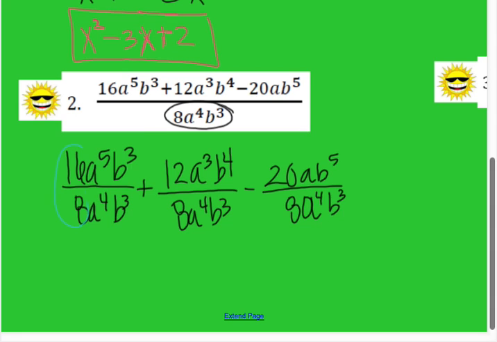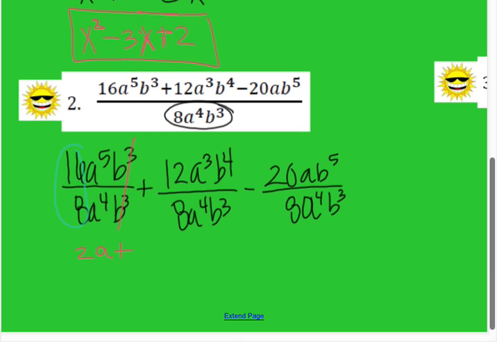So 16 divided by 8 gives me 2. So in my numerator I'll have 2. A to the 5th over a to the 4th, that would be a. And then b to the 3rd over b to the 3rd will simplify to just 1. Okay, now I move on to my next part.